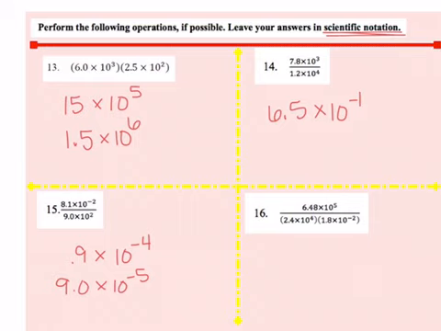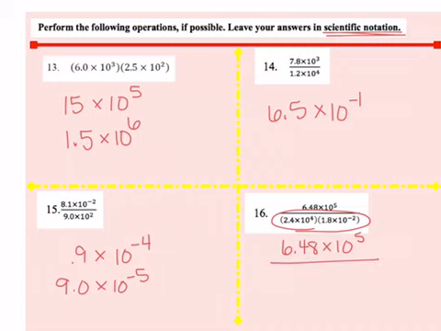So let's go ahead and look at number 16 right here. We have multiple operations going on in here. So what we want to do is we always want to do the side of the fraction that has multiple things happening. So we're going to simplify the denominator first. So we're going to multiply those two numbers. So the top is still going to stay 6.48 times 10 to the 5th.